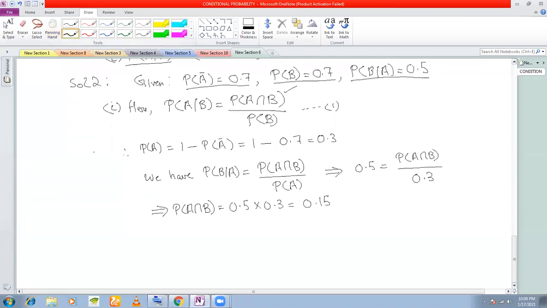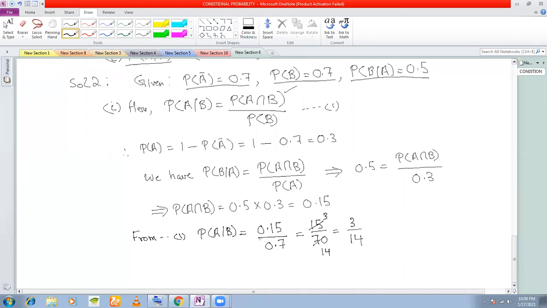So from 1, we have to find out P(A|B), which is equal to P(A intersection B), which we just found out to be 0.15, and P(B) is given to us as 0.7. So therefore, this is 15 by 70, which cancels to 3 by 14. Clear? How to find out P(A|B)? Any questions on this?